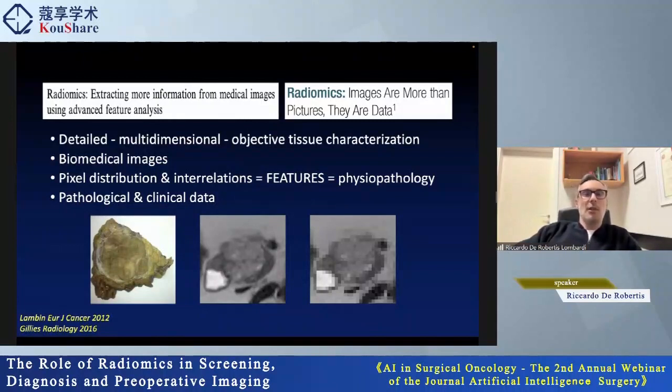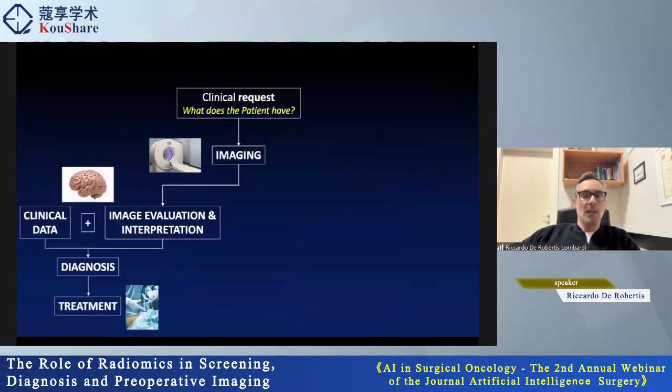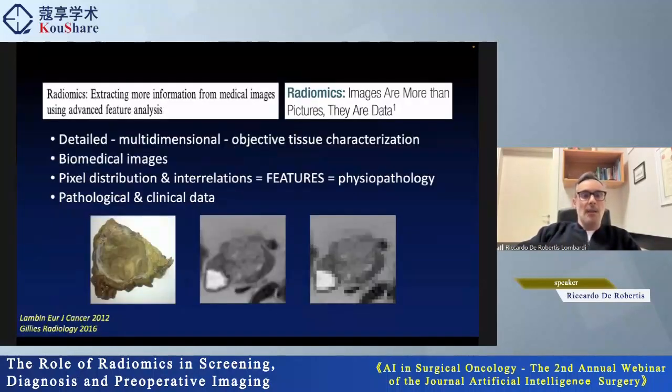First of all, what is radiomics? Radiomics is a field of radiological research that provides detailed, multidimensional, and objective characterization of biological tissues by starting from biomedical images. These contain numerical information on the distribution and the interrelations between the pixels that compose radiological images, and we can extract these characteristics, which are called features, and we can correlate them with pathological and clinical data.